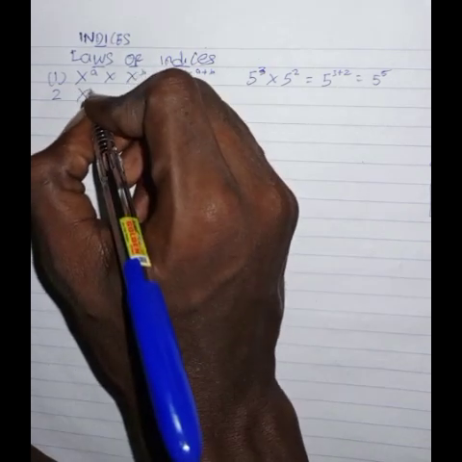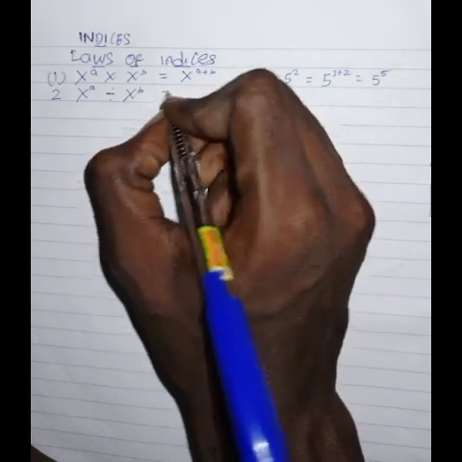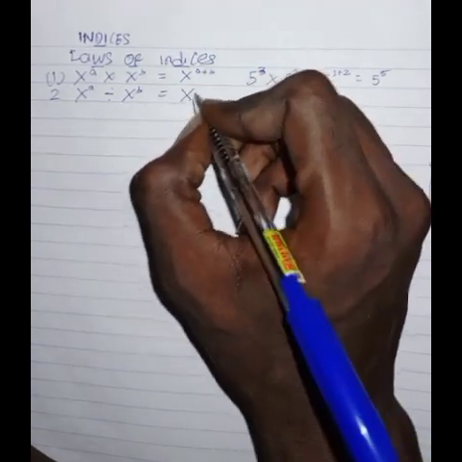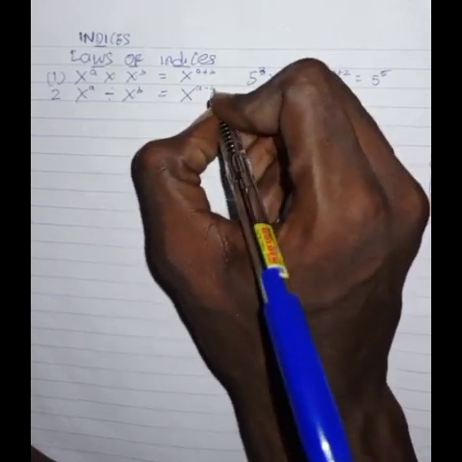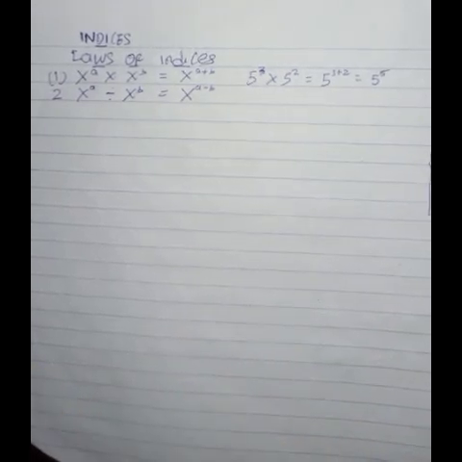Now our next law, number 2, is the division law. So I have x raised to the power of a divided by x raised to the power of b. With the division law, I pick one of the base, x, and I subtract the powers, a minus b. Notice for the multiplication law, we pick the base and add the powers, but when it's division, we subtract the powers.